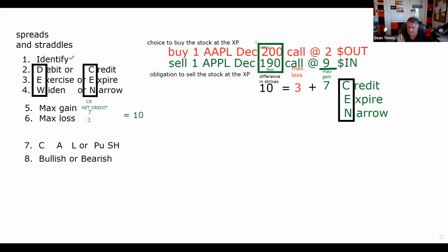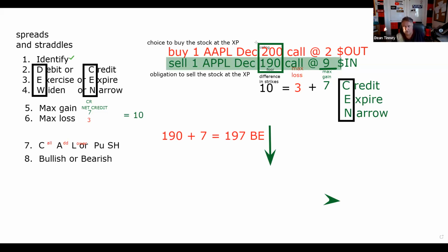Again, if you don't get that, then you have to memorize, yuck, that the maximum loss in a credit spread is the difference in the strikes less the net credit. I just think that's a mental mess. You have to do your break-even, CAL or PUSH. CAL stands for call, add to the lower; PUSH stands for put, subtract from the higher. And then you have to do bullish or bearish, and the larger premium dominates. So those are all the things you need to know about a spread.